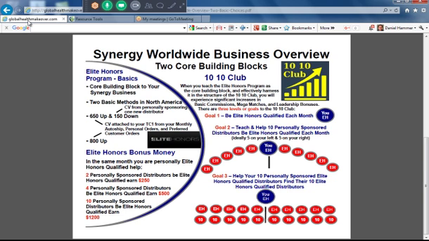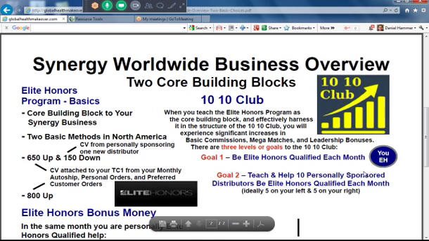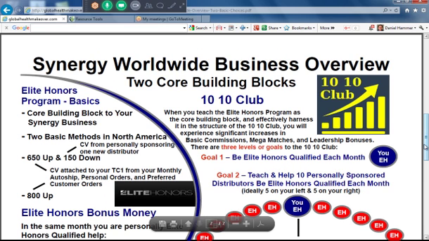That is the basic structure or building block to your Synergy business. Then once they learn how to be Elite Honors qualified, we want to teach them how to apply that down through their organization with other people that they would sponsor into Synergy Worldwide, and help the people they sponsor into Synergy also be Elite Honors qualified, but do it in the structure of the 10-10 Club. I'm just going to go over both of these with you today.